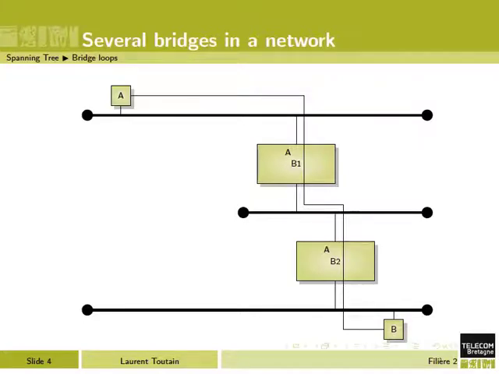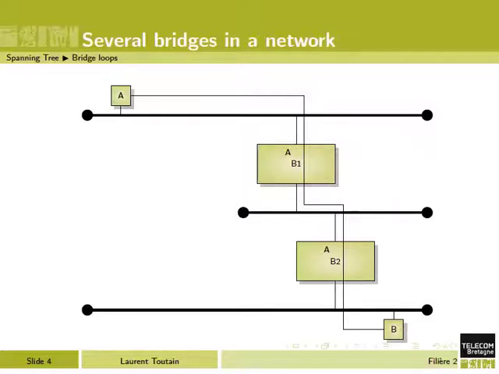It means that the bridge is listening to all the frames that are running on the network. So the bridge copies a frame in its memory, finds that A is located on that interface, and then doesn't know where B is. So the bridge sends it on all its interfaces.